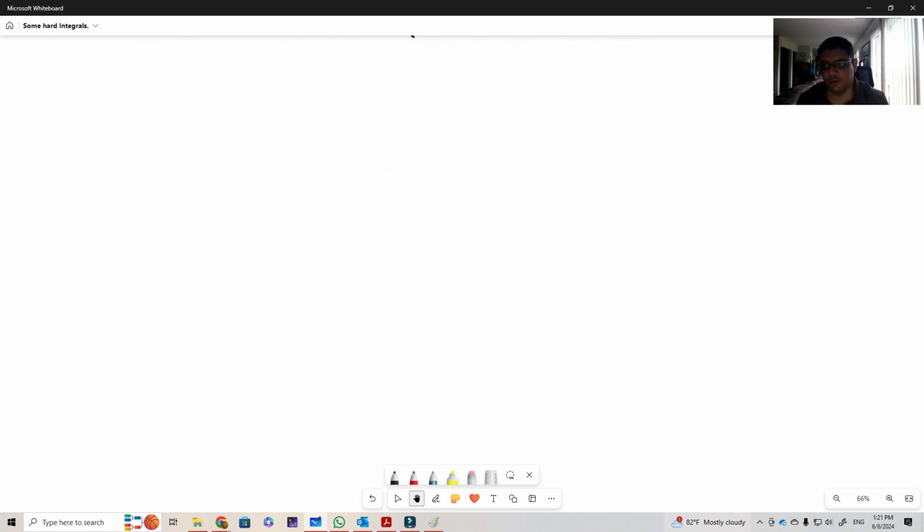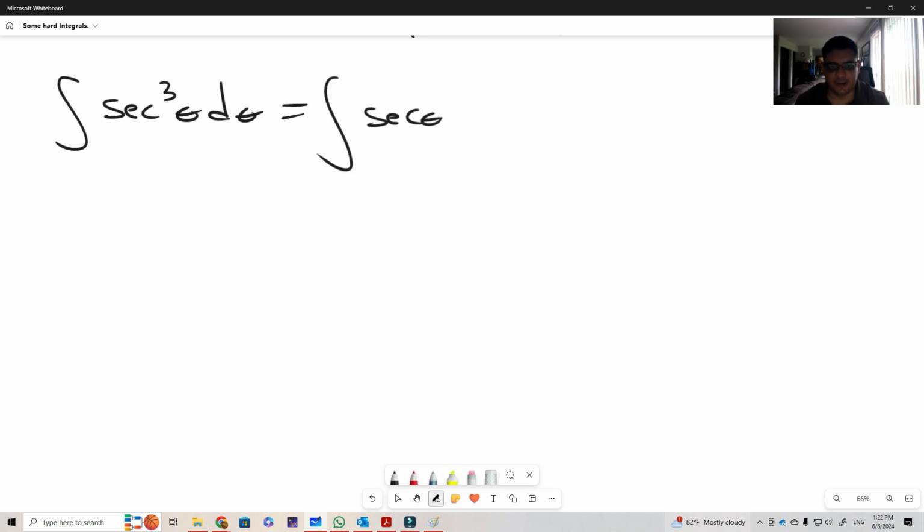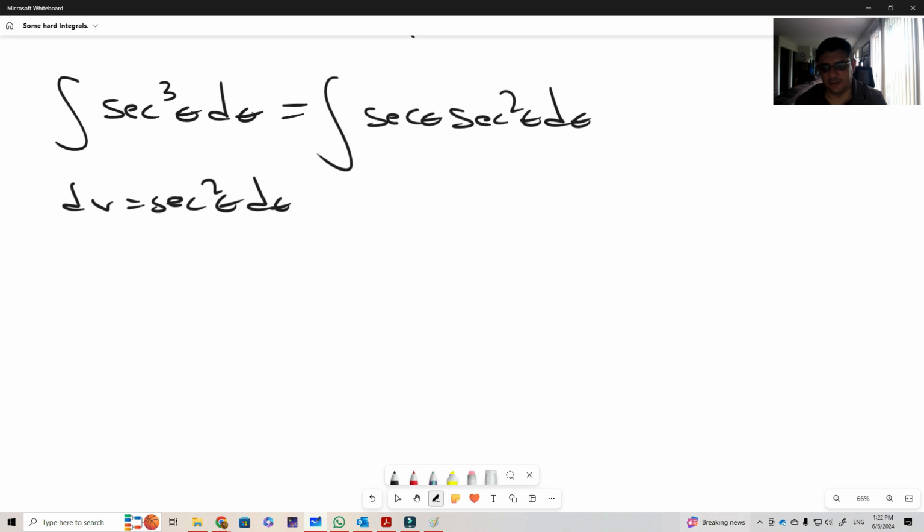Now let's transition to exercise number 2, which is: how do I do secant cubed? Secant cubed can be seen as secant of theta times secant squared. And what I'm going to do now is integration by parts. I'm going to let dv be secant squared of theta d theta, since you can see the secant squared here, and so that will give me v equals tangent of theta. And then I'm going to let u equal secant of theta, and then du is going to be secant times tangent.